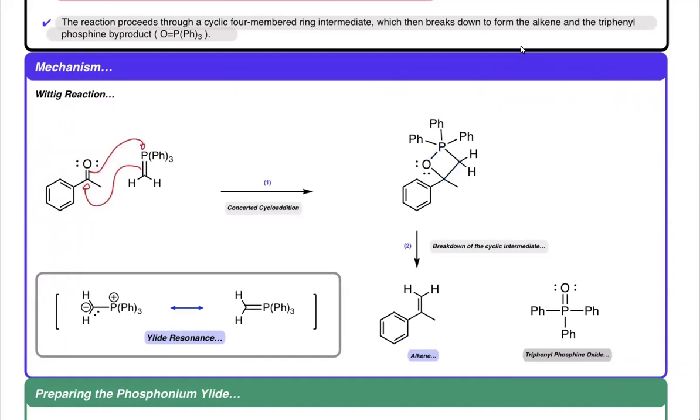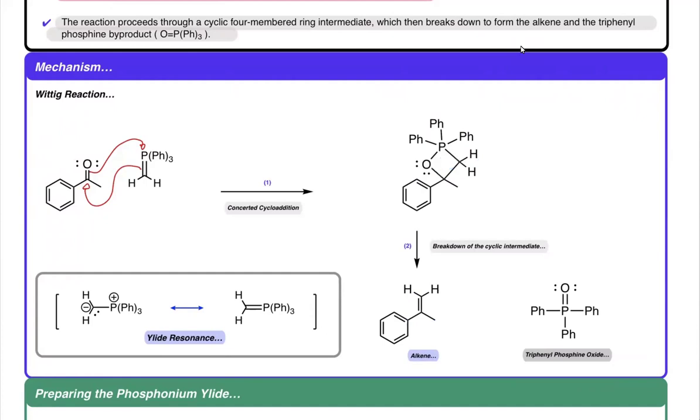Now, ultimately, this intermediate is going to break down, and let's track the formation of the new bonds here. We're forming a P double bond O and a carbon-carbon alkene pi bond. So let's imagine then that to do so, we'd have to break the carbon to oxygen bond, and use those electrons to create the P double bond to oxygen. And then we need to break the carbon to phosphorus bond here. And we're going to use those electrons to form the carbon-carbon pi bond of the alkene.